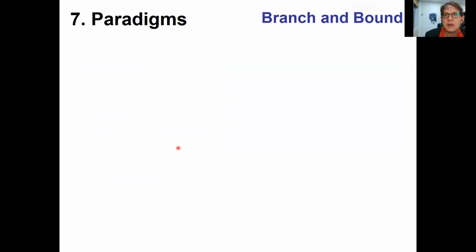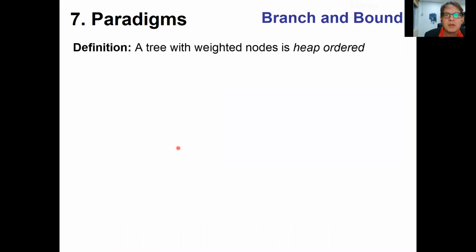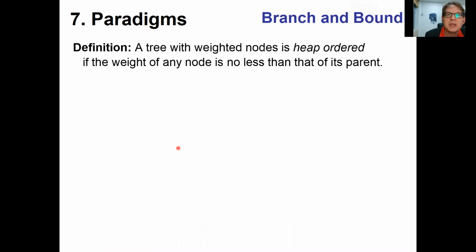And to wrap things up, branch and bound is a related paradigm. So here we have a tree whose weighted nodes are supposed to be heap ordered.